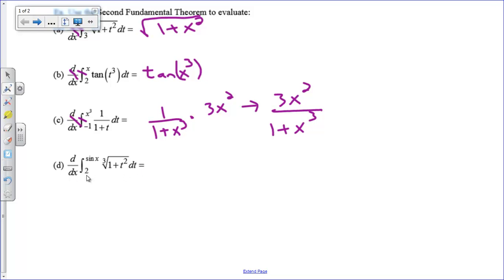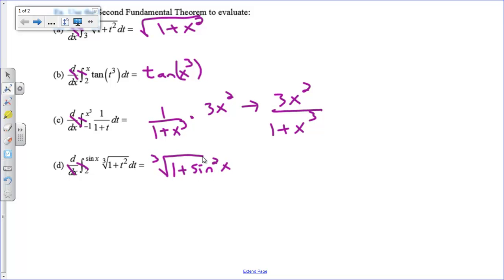Here I've got a number up to a function of x, so the first step is the derivative and the integral are going to cancel each other. The sine of x is going to be replaced for all of your t, so this is going to become the cube root of 1 plus sine of x squared, which is sine squared of x.